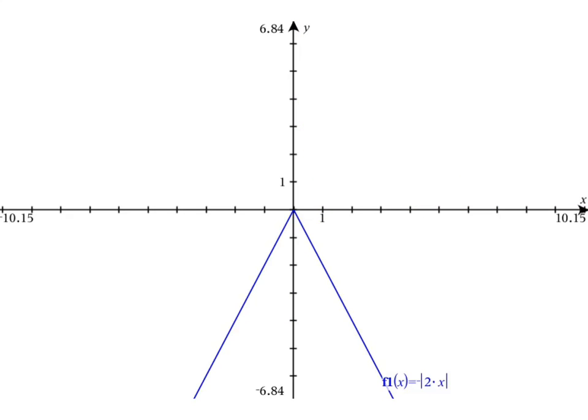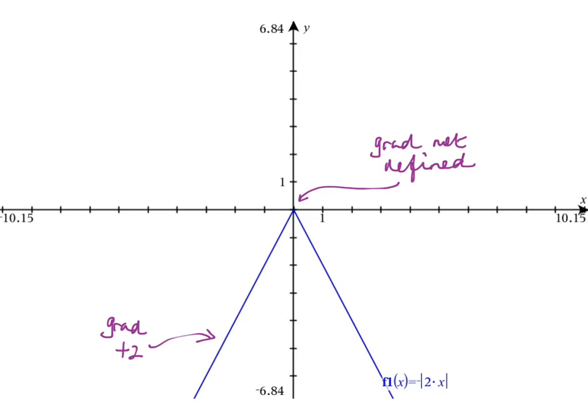Now, one last one. I think I'm worn out. Yeah, that's a mod one. It looks like minus mod of 2x. That's not so hard. You've got to remember that the gradient is not defined there at all. Open dots required. On the left-hand side, the gradient looks like it's plus 2, and on the right-hand side, the gradient looks like it's negative 2.